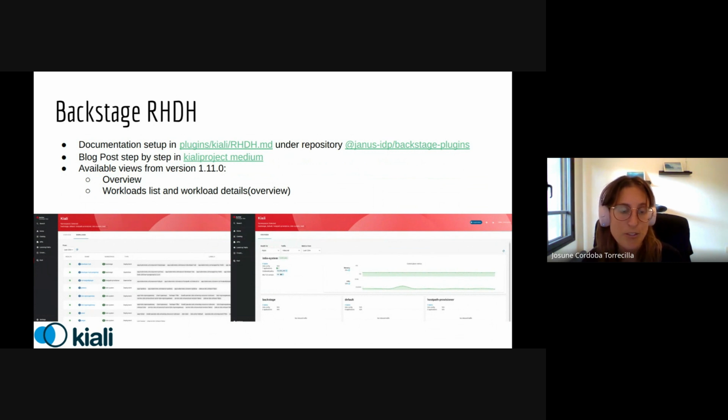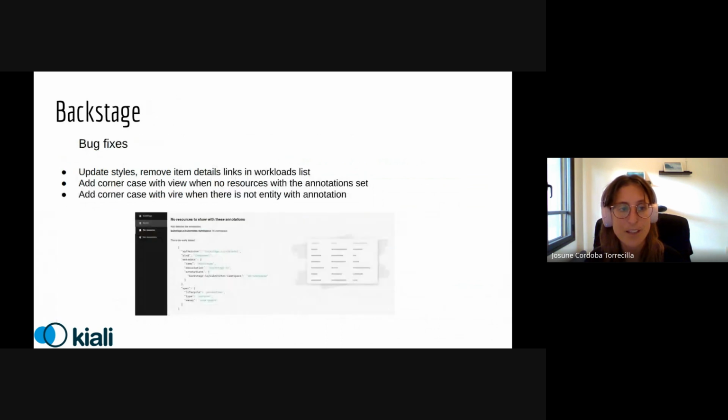And in the last version, that is 1.11, we can see the overview page and also the workloads list and the workloads details. We also have been working on a couple of bug fixes, like updating styles, removing item details links when it was not ready yet for the detailed pages, and we're working on some error messages also.